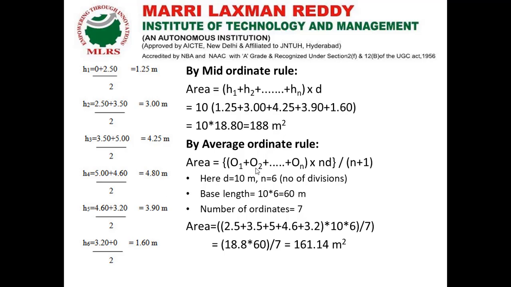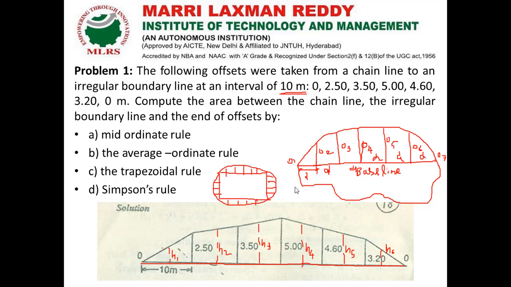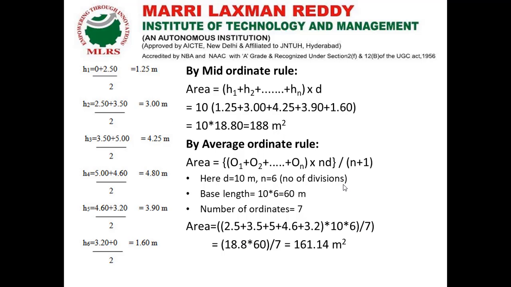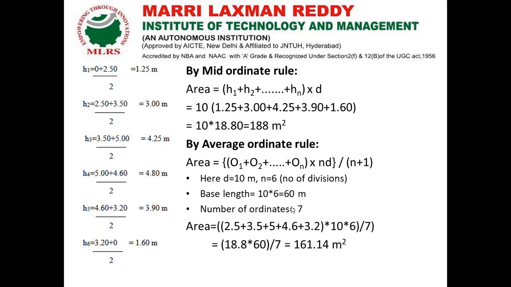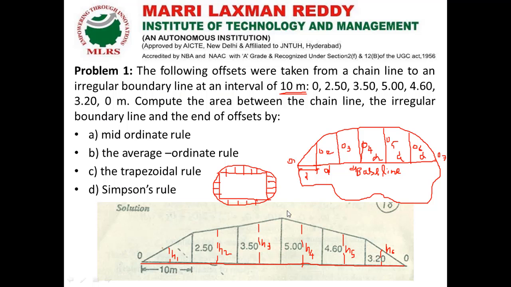Now next we should move on to the average ordinate rule. The formula is O1 plus O2 plus etcetera plus On, into n into d, the whole divided by n plus 1. Here n is 1, 2, 3, 4, 5 and 6. So n equal to 6, the number of divisions equal to 6, and the distance between the ordinates, the base distance, which is equal to 10 meter, that is equal to d. Then the number of ordinates, I already said, 7 numbers: 1, 2, 3, 4, 5, 6, 7.